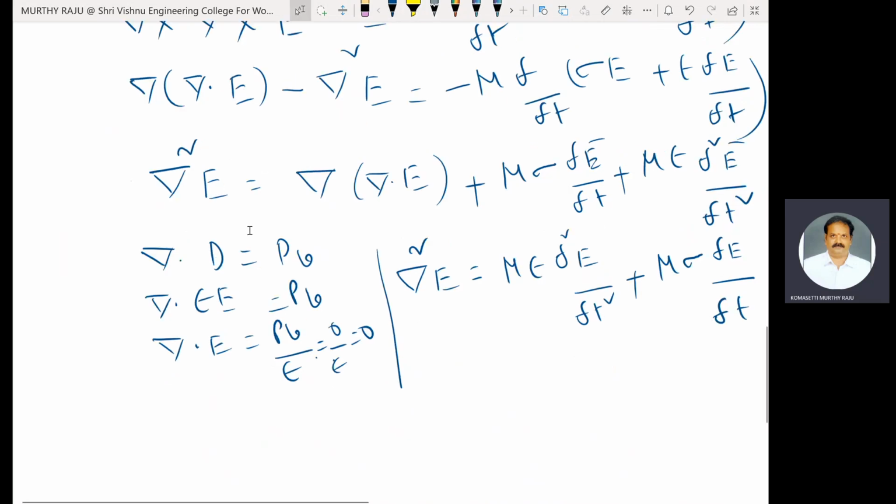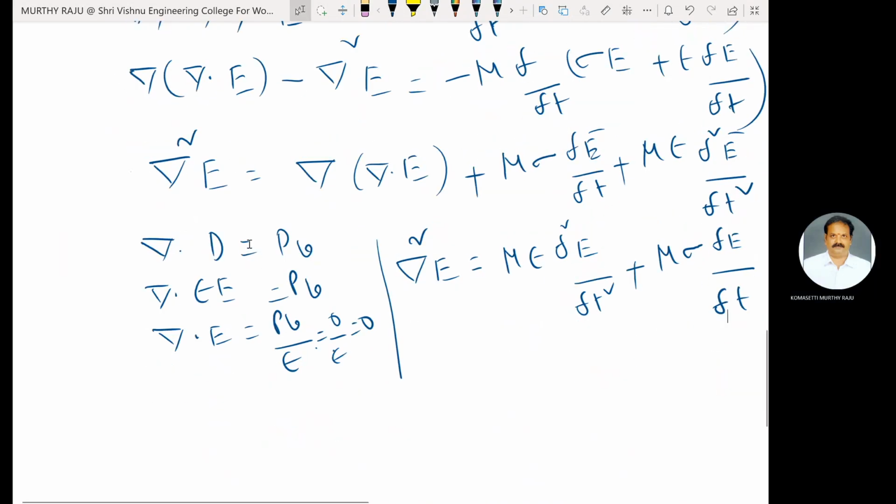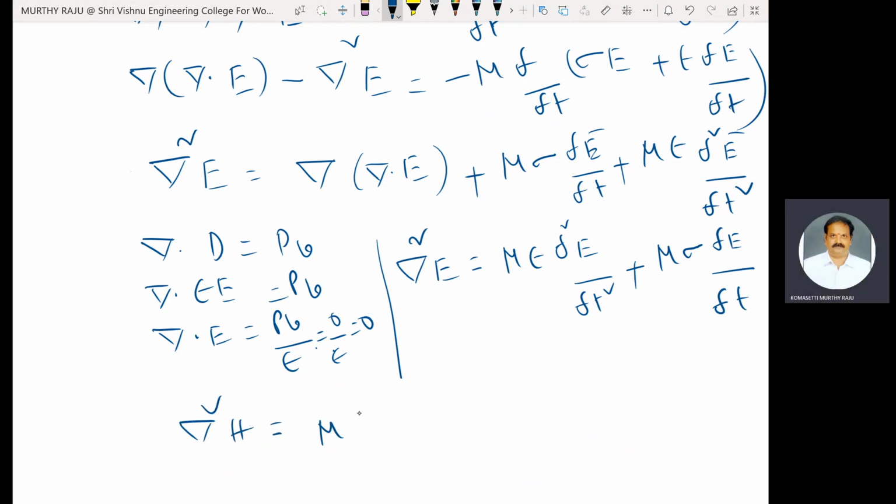Similarly, consider Maxwell's first equation and solve it after some modifications. Del square H is equal to mu epsilon dou square H bar by dou t square, plus mu sigma dou H bar by dou t.